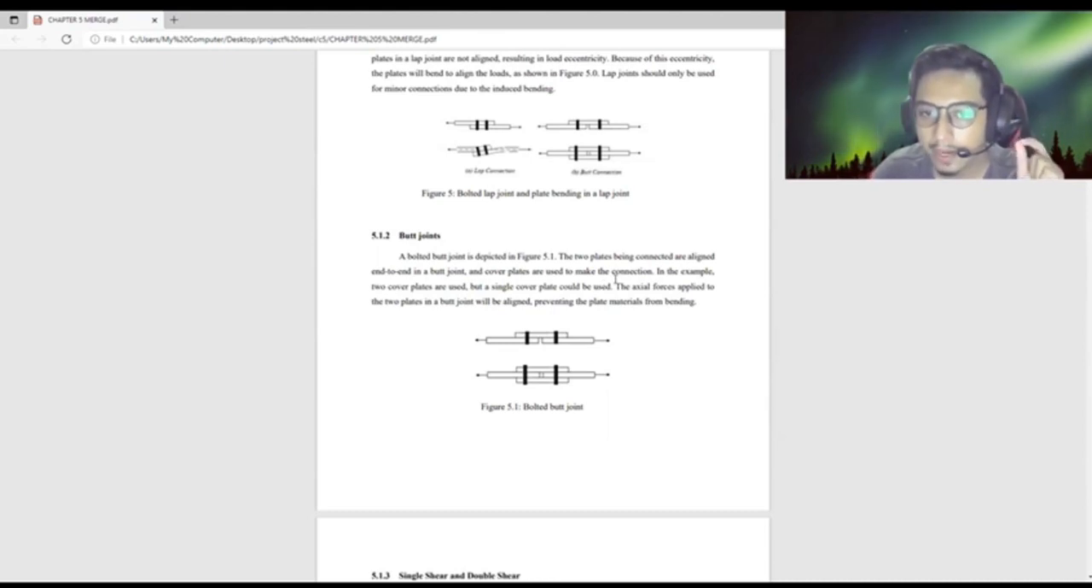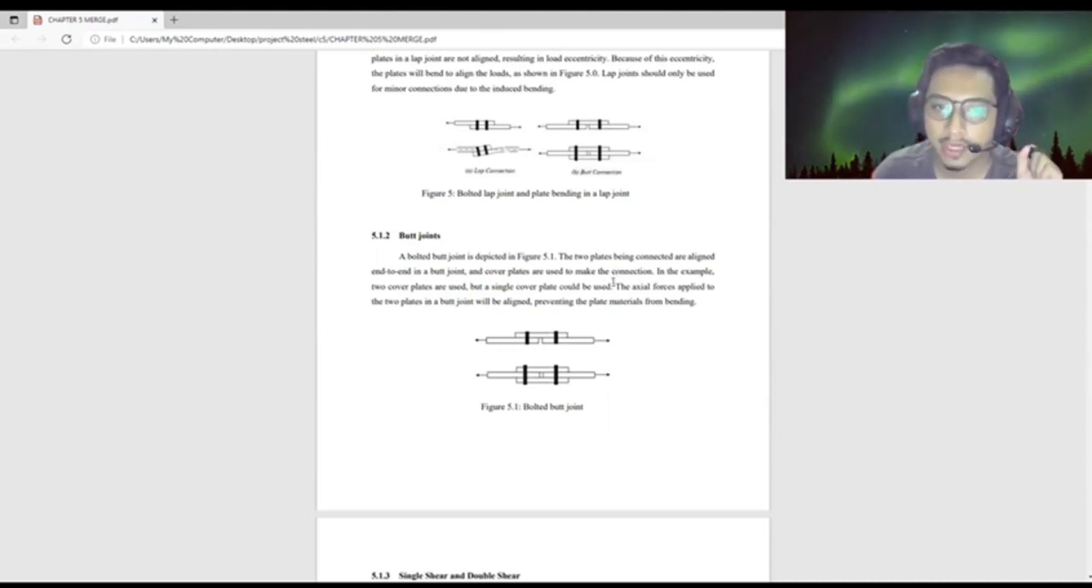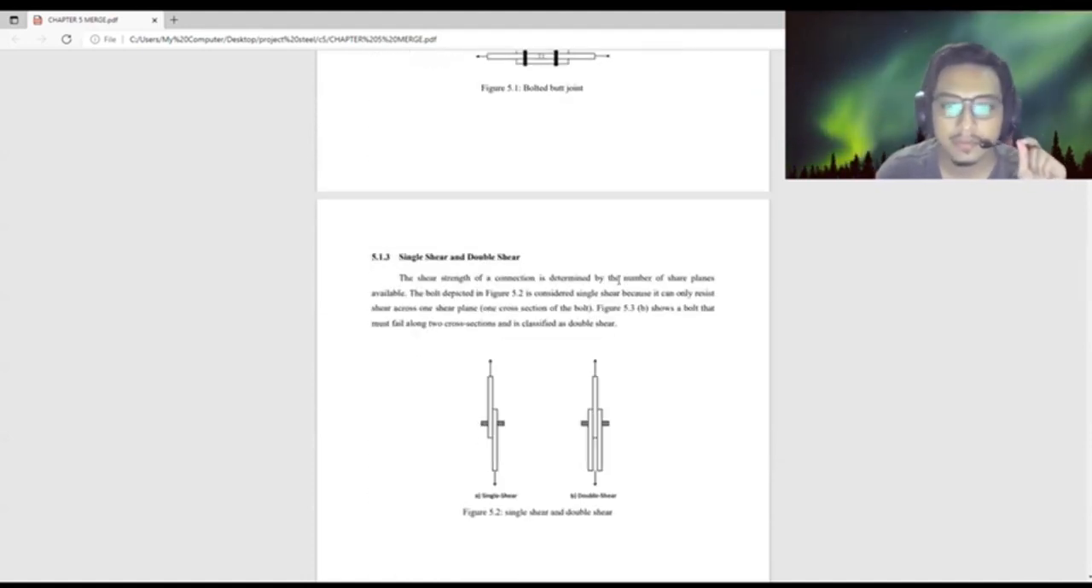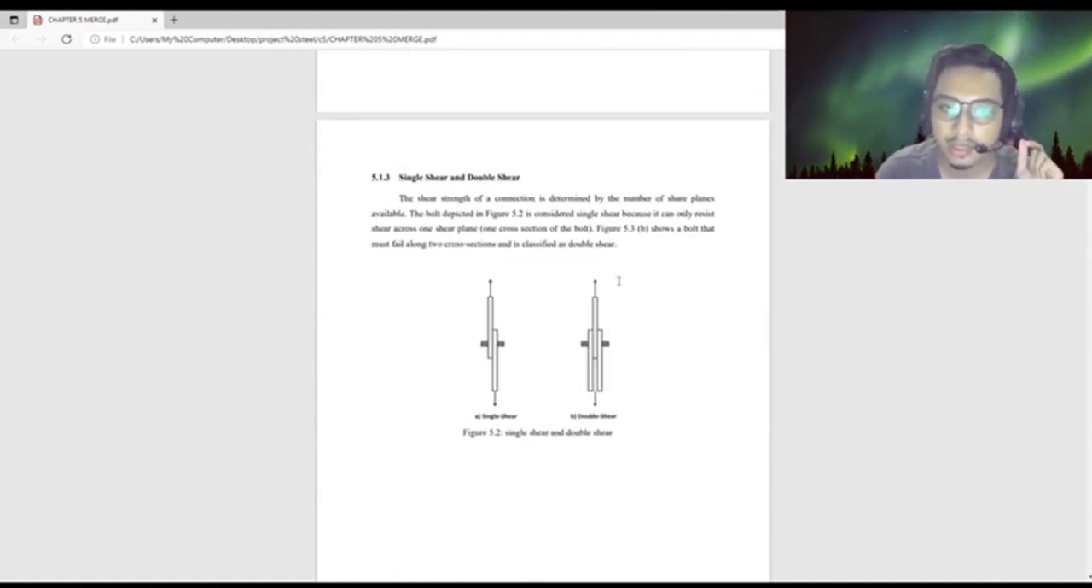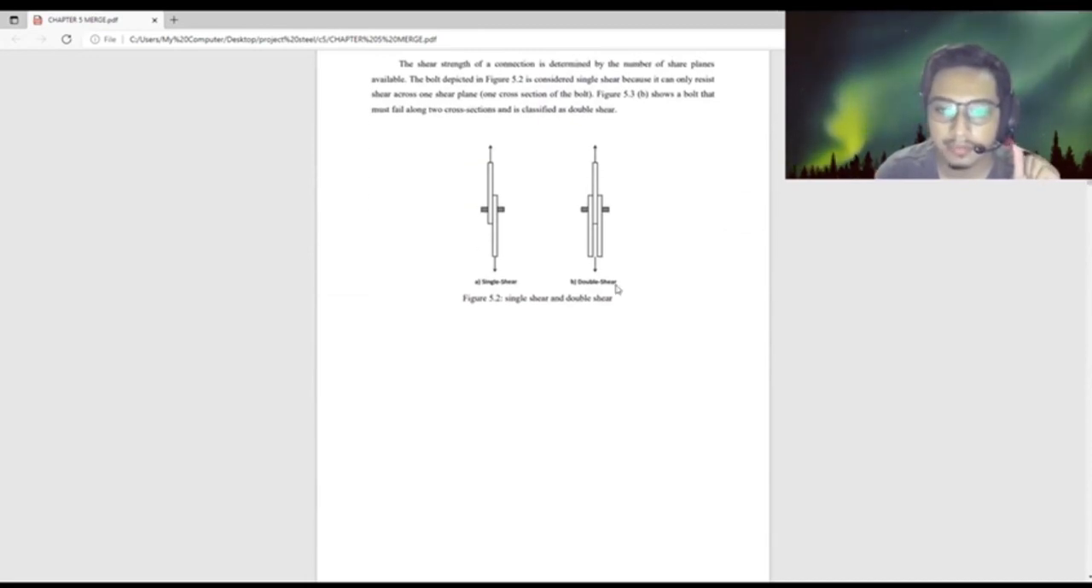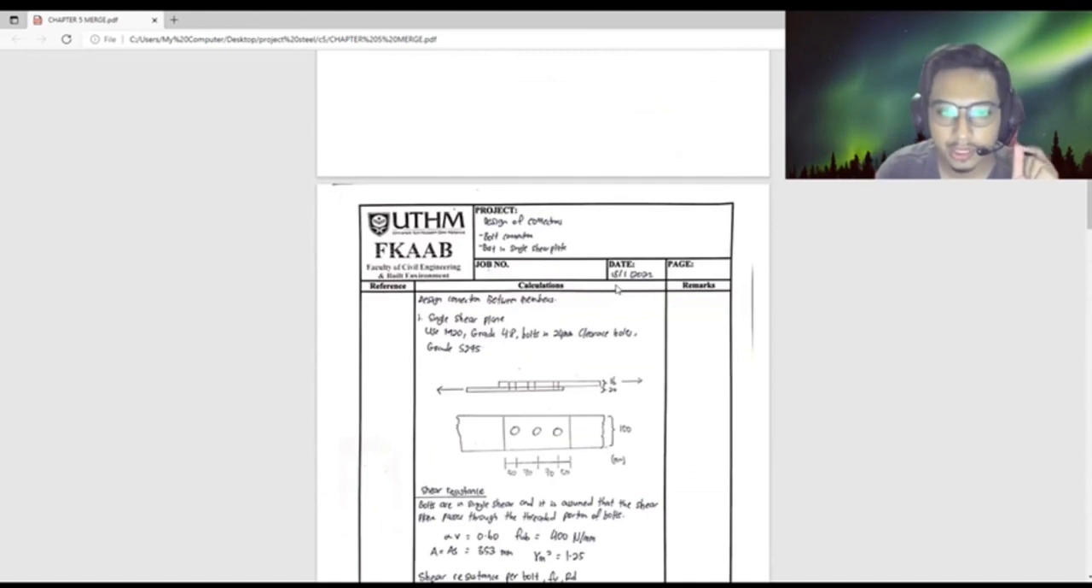The two plates being connected are aligned end to end in a butt joint, and cover plates are used to make the connections. Next, for single shear and double shear, the shear strength of a connection is determined by the number of shear planes available. In our project, we will calculate for the single shear plane and the double shear plane.